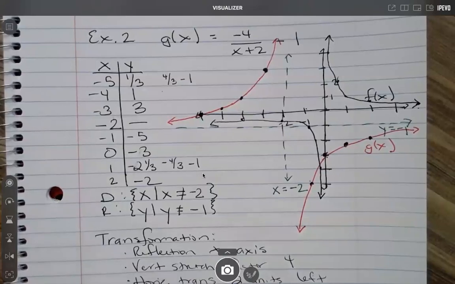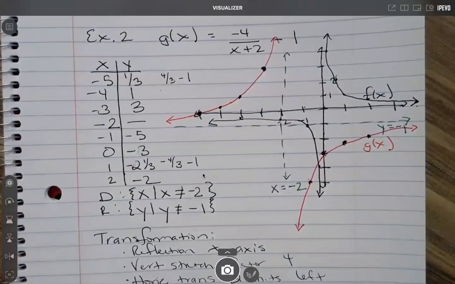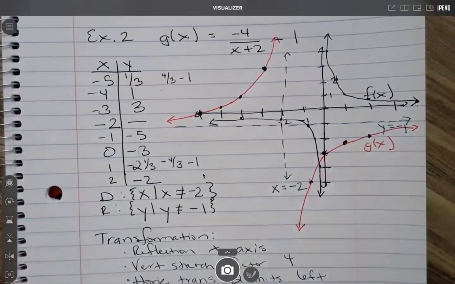Okay, next. Vertical translation. Oh, I'm running out of pen here. Vertical translation. Where? One, oh, what's that color? Purple. 1 unit down.